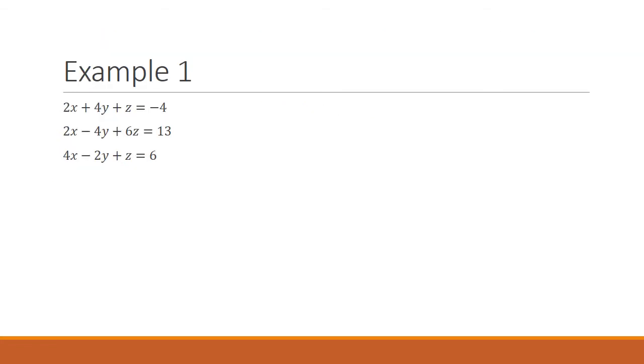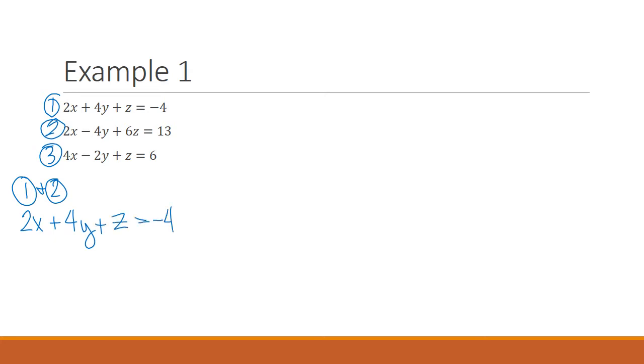Okay, so let's look at this first example. I'm going to call each equation a number: 1, 2, and 3. And I'm going to start by looking at just 1 and 2. So if I just focus on 1 and 2, I've got 2x plus 4y plus z equals -4. And I've got 2x minus 4y plus 6z equals 13.